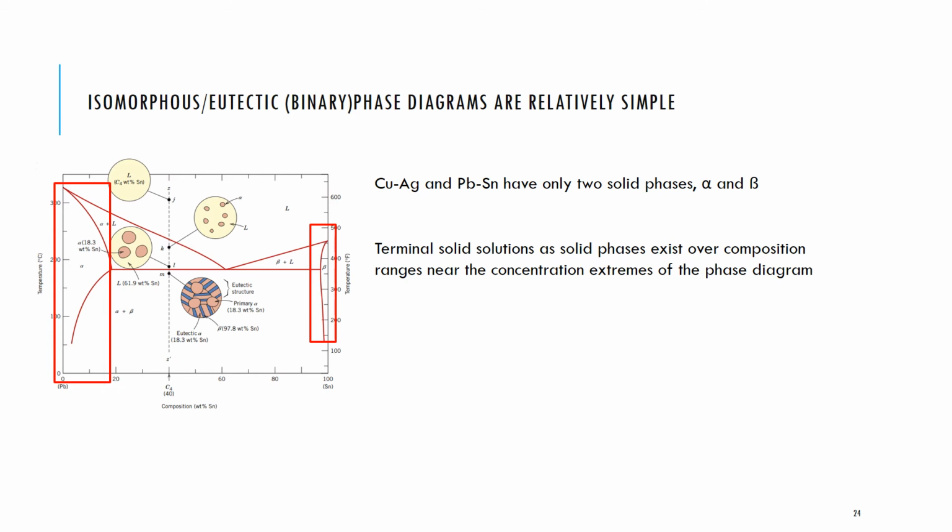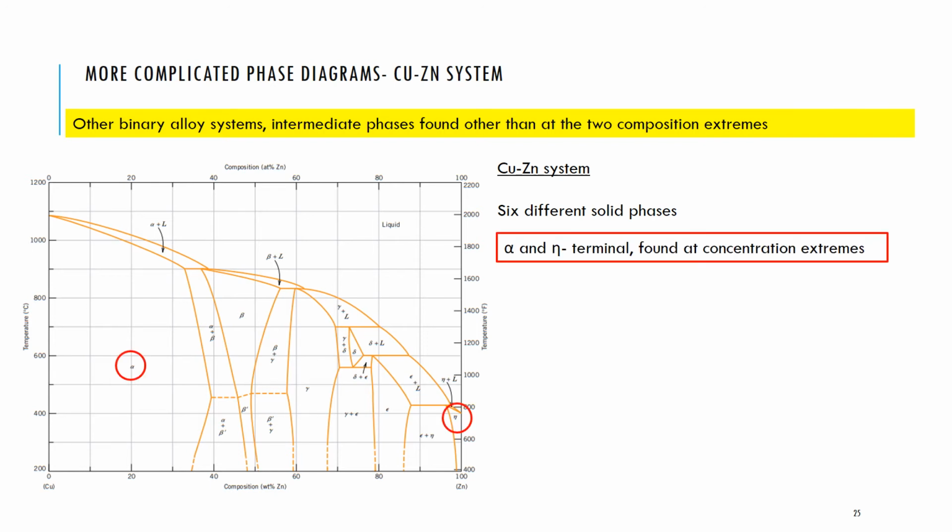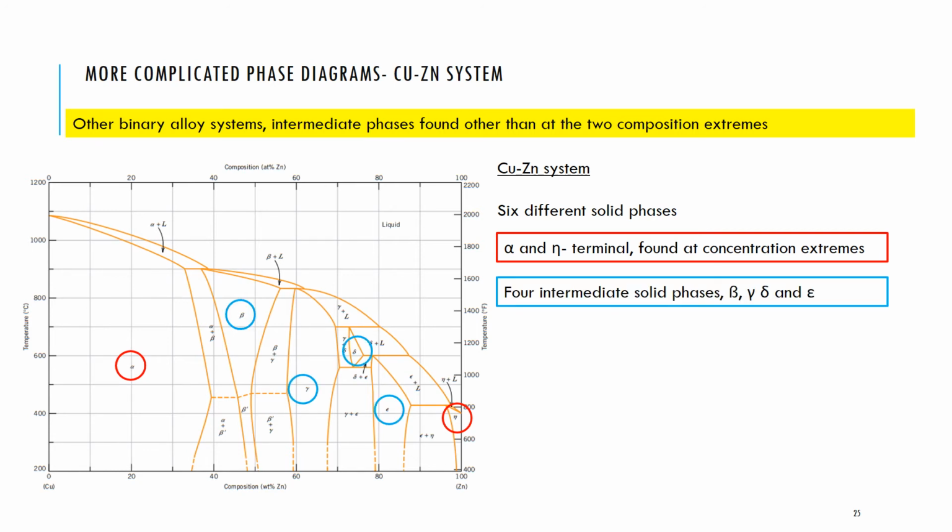But I do want to show you an example of a phase diagram that is a little bit more complicated than these. We're going to come on to the iron carbon phase diagram. So this is the copper zinc system, and I'll never ask you about the copper zinc system, but you can see it's a little bit more complicated, right? There are 6 different solid phases that exist here. There are 2 terminal solid phases that are found at the concentration extremes. There are 4 intermediate single homogeneous solid phases.